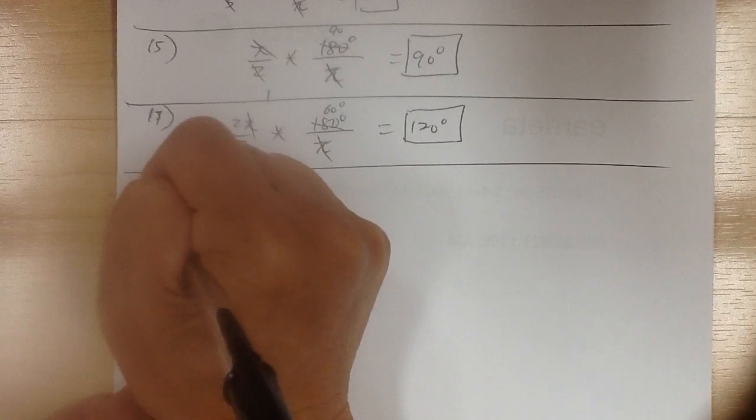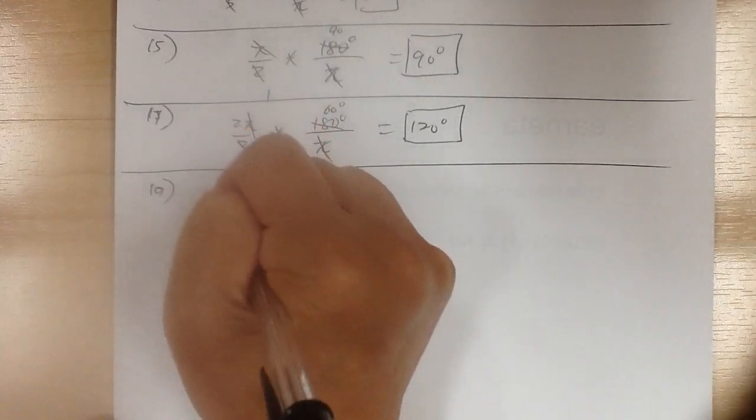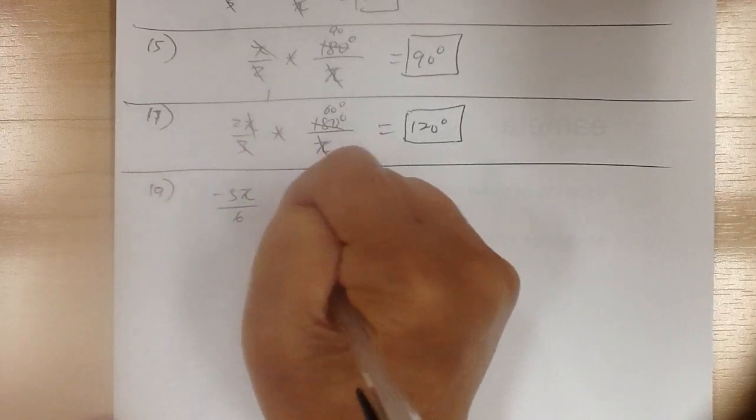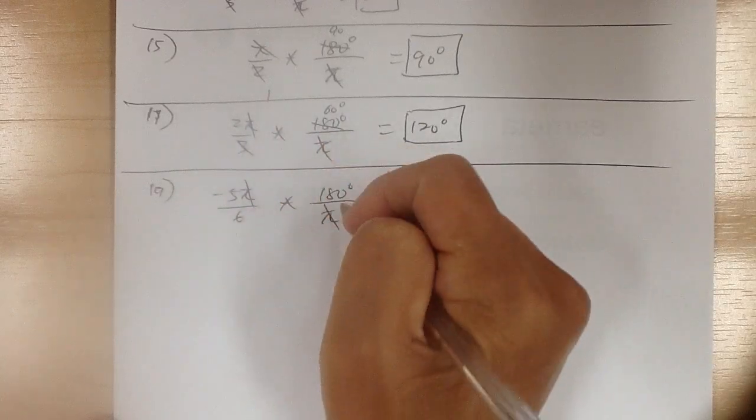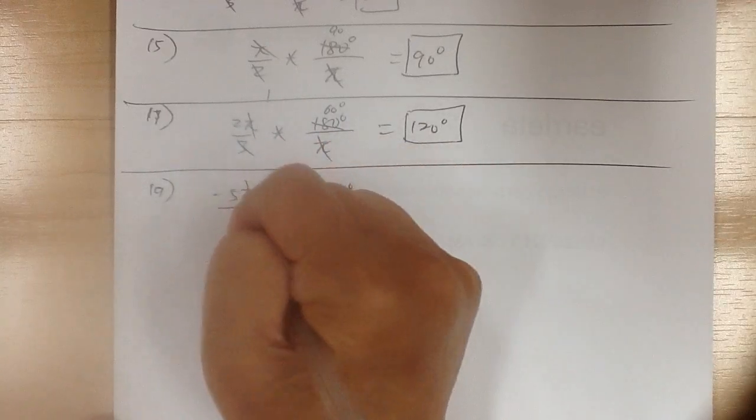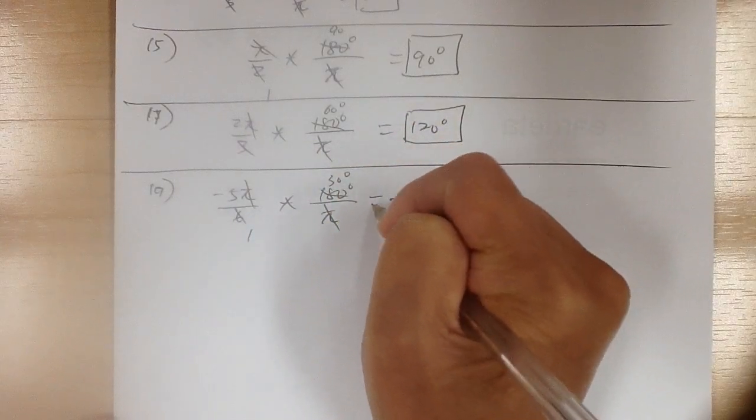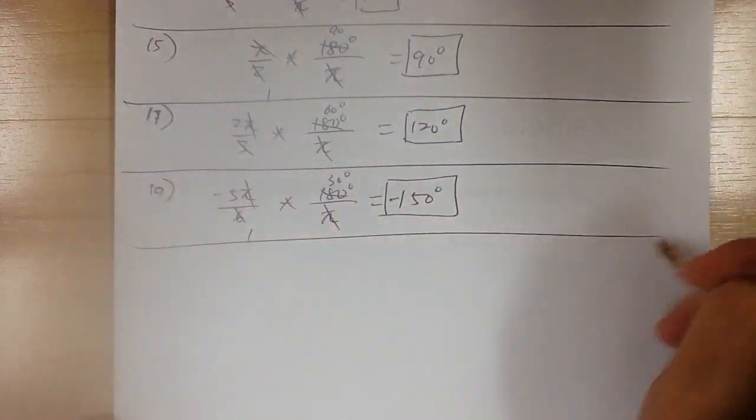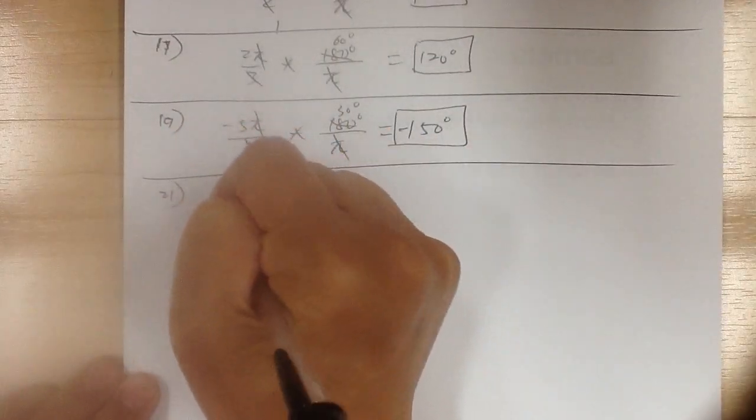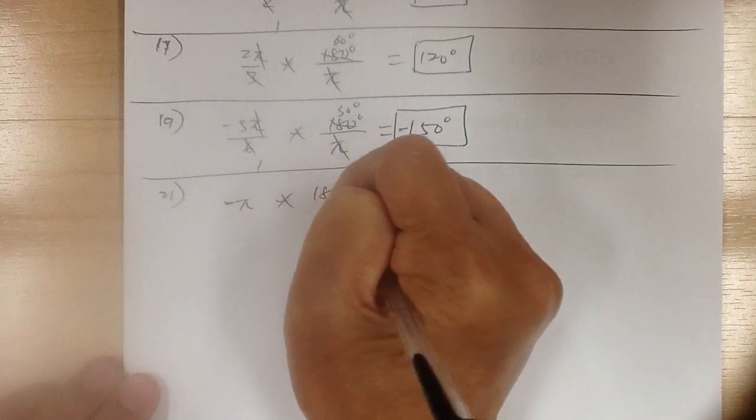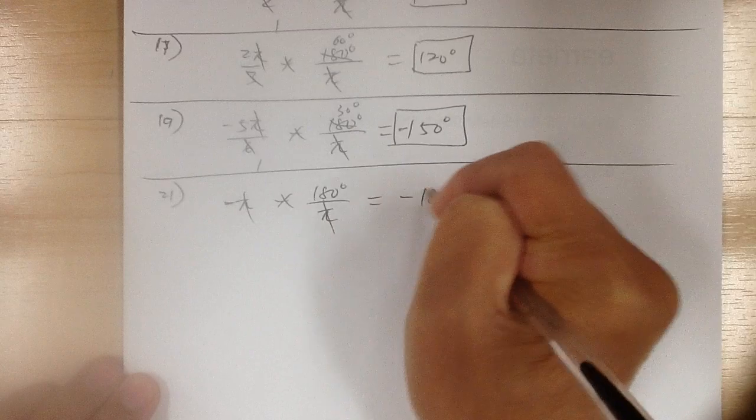Okay, 19. Negative 5 pi over 6. I can times it by 180 degrees over pi. So pi cancels out. And this will divide by 6. And so this will give you negative 150 degrees. 21, negative pi, okay, times by 180 degrees over pi. So this cancels, so equal to negative 180 degrees.